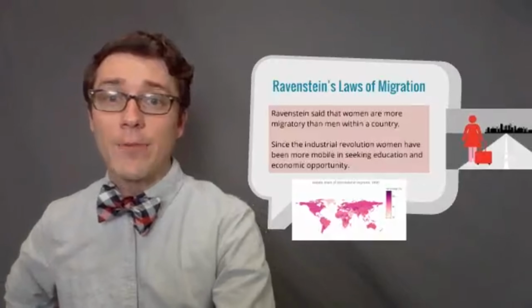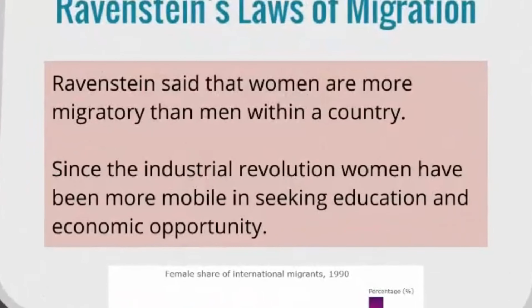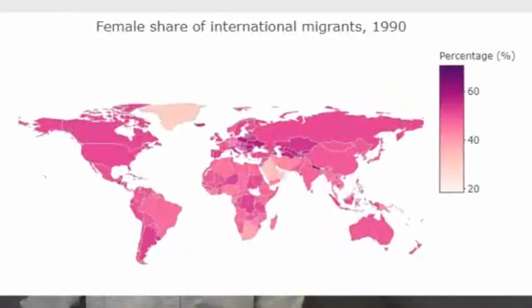And then finally, the way that movement affects women. Now that women have gotten more options since the Industrial Revolution, there was a social scientist named Ravenstein, who we'll learn about in a couple of topics, who said that women are more migratory than men within a country. So within a country, internal migration, women are more migratory than men. And since they have more options in education and in the economy, they want to move to go seek out those options. So as women after the Industrial Revolution moved out of agriculture and had more options, they're more migratory. So they try to move to other places to seek better opportunities.